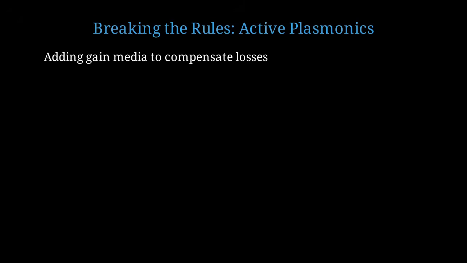Can we overcome these losses? Active plasmonics offers a solution by adding gain to the system. By embedding gain materials, like quantum dots or dyes, near the plasmonic structures, we can compensate for losses. The total imaginary permittivity equals the metal loss plus the gain contribution, which can be negative.